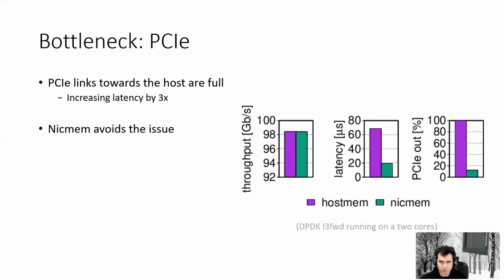Nicmem avoids this issue because it transfers only packet headers over PCIe. Therefore, it is not bottlenecked.